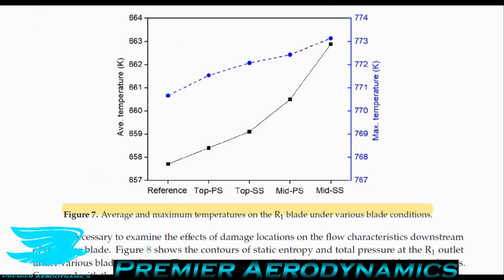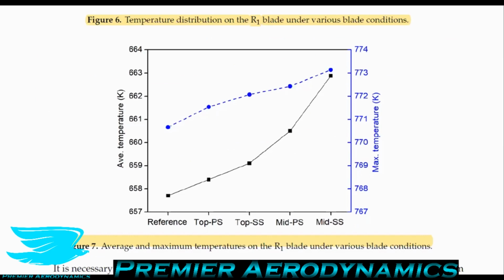So they have figure 7 here, and it gives you the average and maximum temperatures on the blade. And as we mentioned, for all damaged cases, the average and its maximum temperatures are greater than the reference case. But also, as you damage the midsection compared to the top section, the temperatures increase as well. And if you damage it on the suction side compared to the pressure side, the temperatures also increase. So what this means is any damage increases the temperature. If you damage it in the midsection, you increase temperature more.